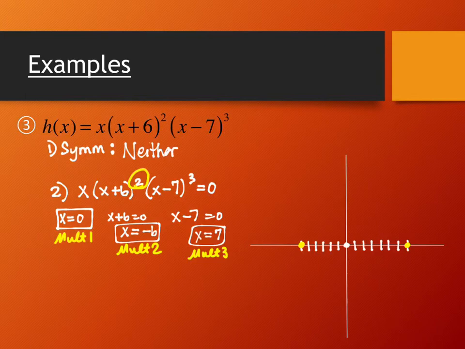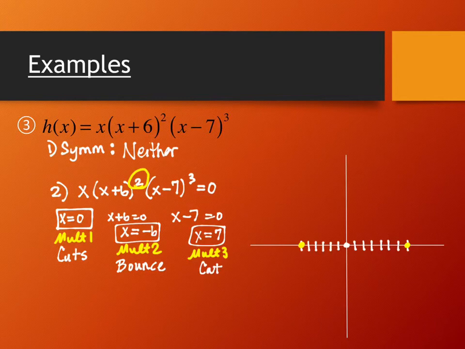So my left-hand side of this graph and my right-hand side of this graph are not going to look the same. The fact that I do have multiplicities that are even and odd is interesting on this one. Odd means that it cuts through the graph. So it's going to cut through at 0, and it's going to cut through at 7. And at -6, it's going to bounce.